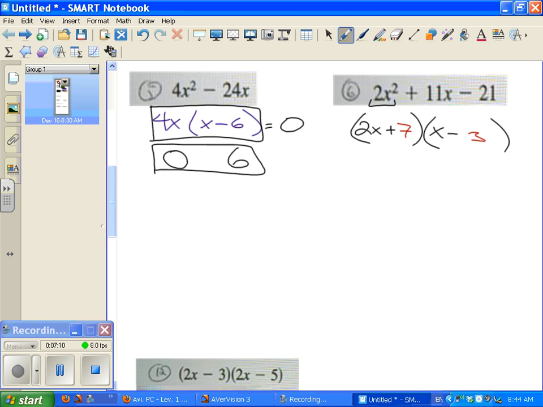All right, so when I check this, I'm going to get 2x squared minus 6x plus 7x minus 21. What do I get in the middle here? 1x. Is that what I wanted? No. Nope. Then I better try again. Switch them.